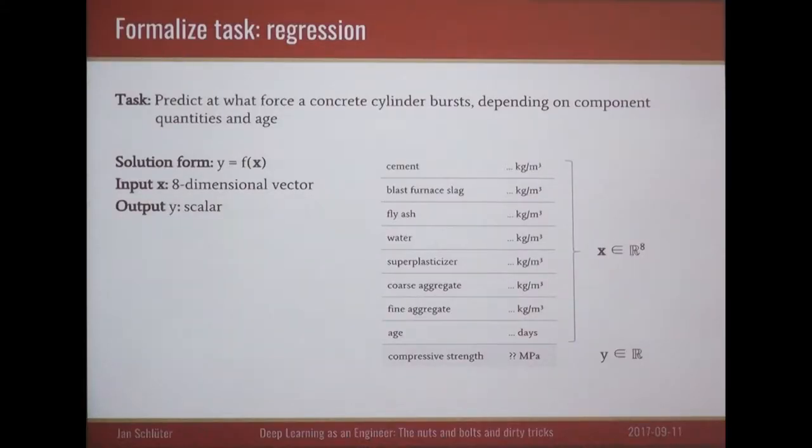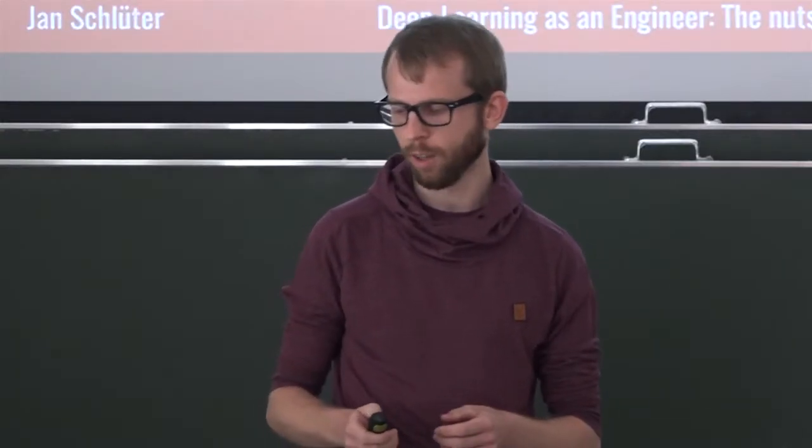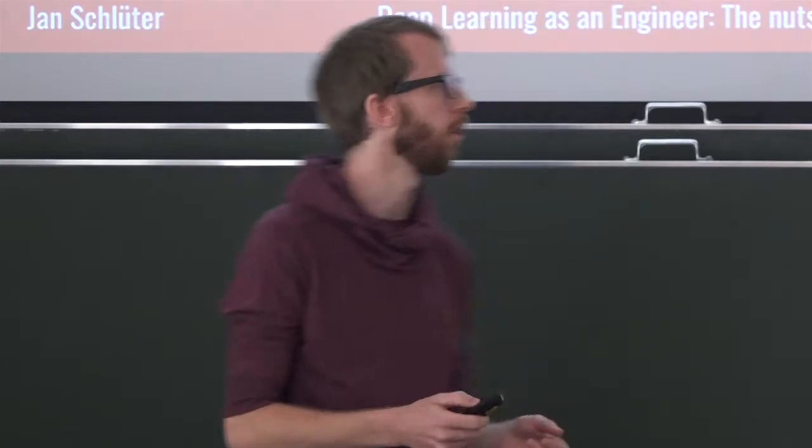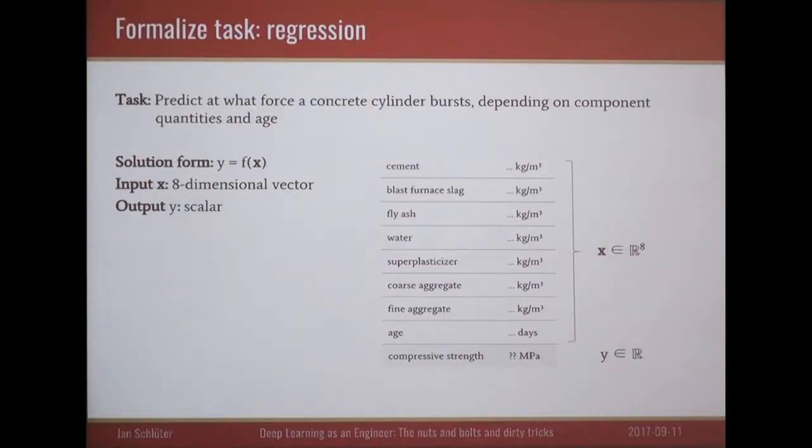For the regression task, it's quite easy. If we fix the set of possible ingredients for this recipe, then we can express the recipe as just a list of numbers giving the quantities for each component. And the force that the cylinder can withstand before it bursts is also just a number with some given unit. So we can express the solution as a mapping from an 8-dimensional vector to a scalar that tells how much force the cylinder with this recipe can withstand.